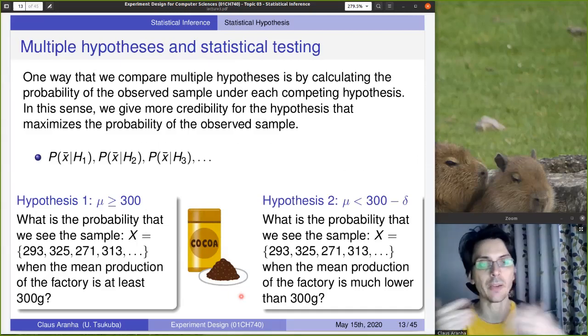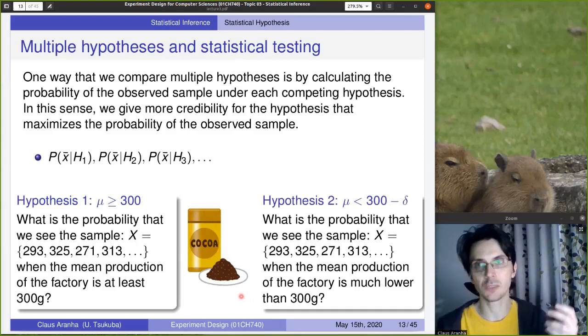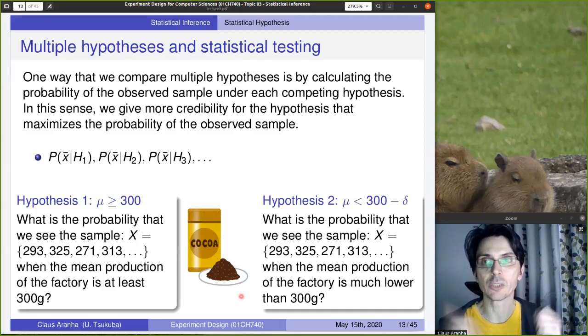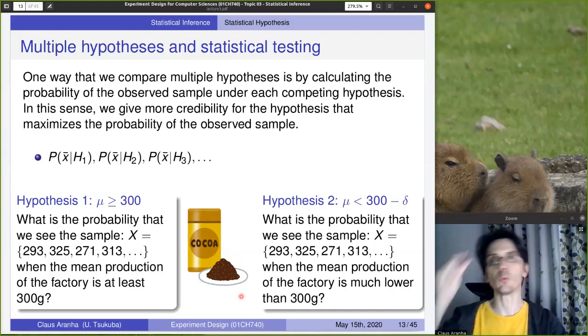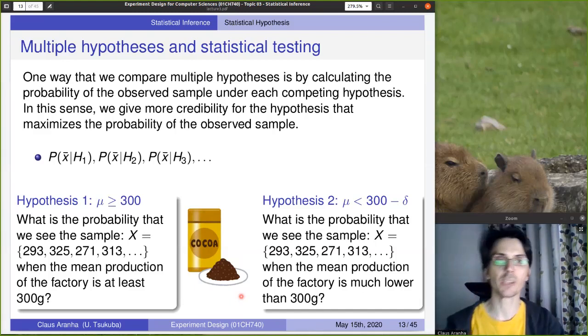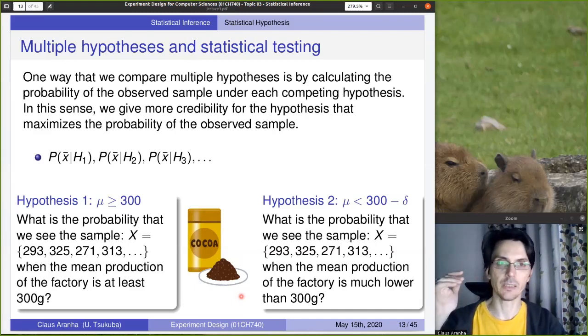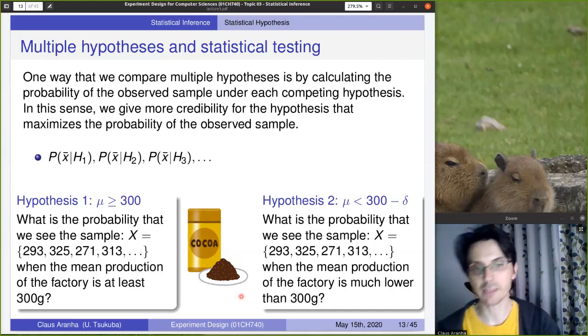So let's talk about how we can compare how well the hypotheses fit the data. The third way that we can compare multiple hypotheses is to calculate the probability of the sample that we observed under each hypothesis. This is the conditional probability that we studied in high school. So we ask, what is the probability of seeing this sample when we have hypothesis one? What is the probability of seeing this sample when we have hypothesis two? And hypothesis three? The hypothesis with the highest probability indicates that it is more likely than the others.